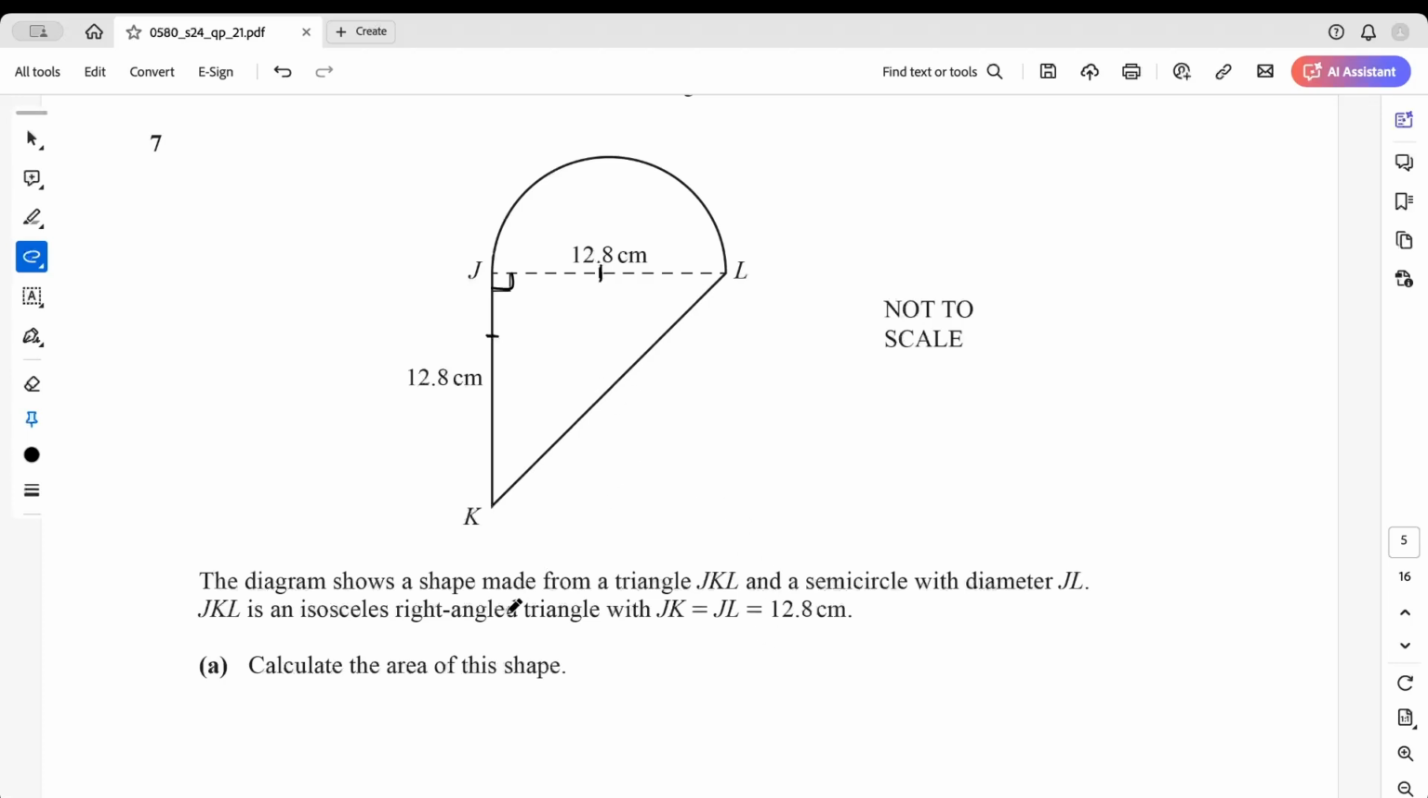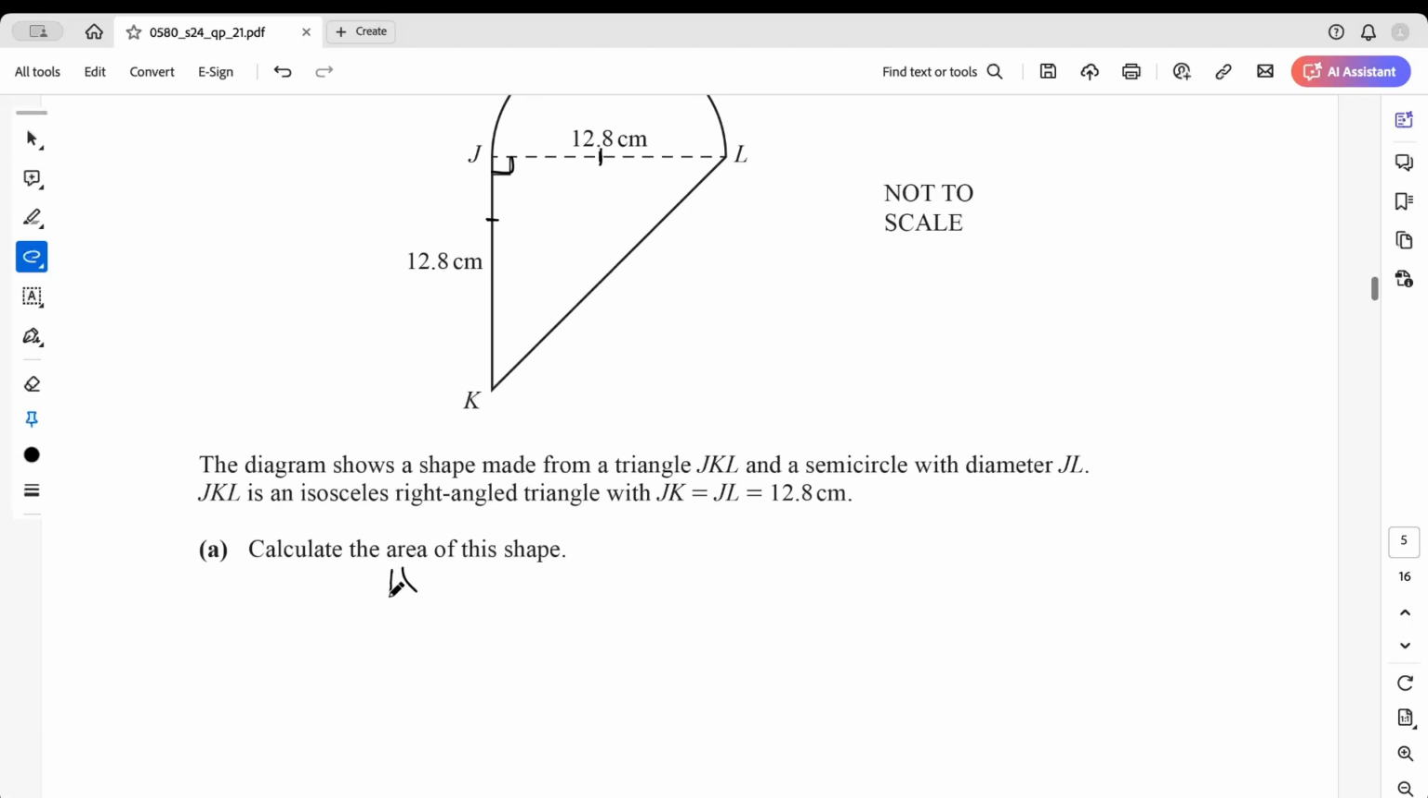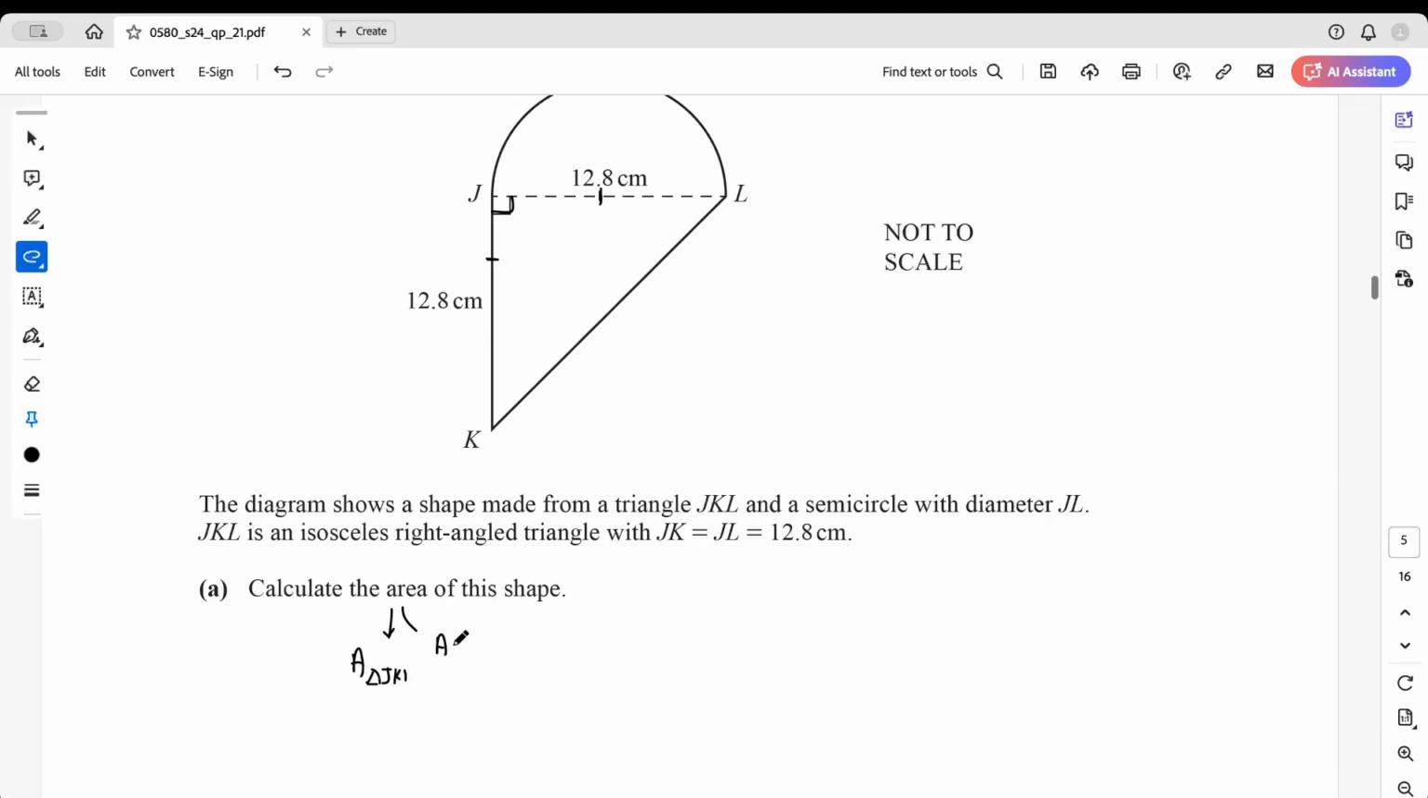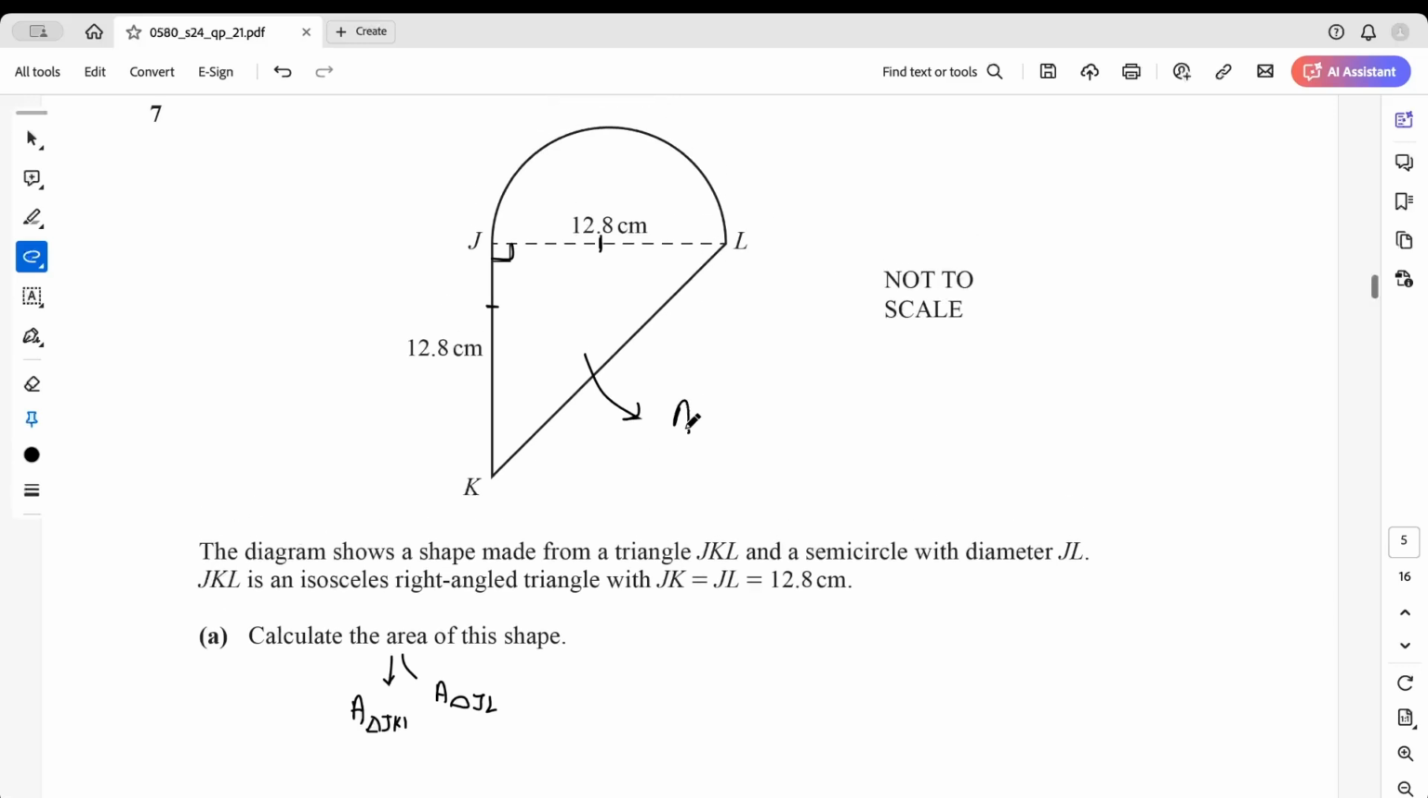So to calculate the area of this shape, I'm going to break it up into 2 parts. We have to calculate the area of triangle JKL, and we have to find the area of the semicircle JL. We're going to first start off with the triangle. Alright, so the area of a triangle can be found using the formula half times base times height, or base times height over 2, whatever suits you. So the base and height are perpendicular to each other. In this case, they are equal.